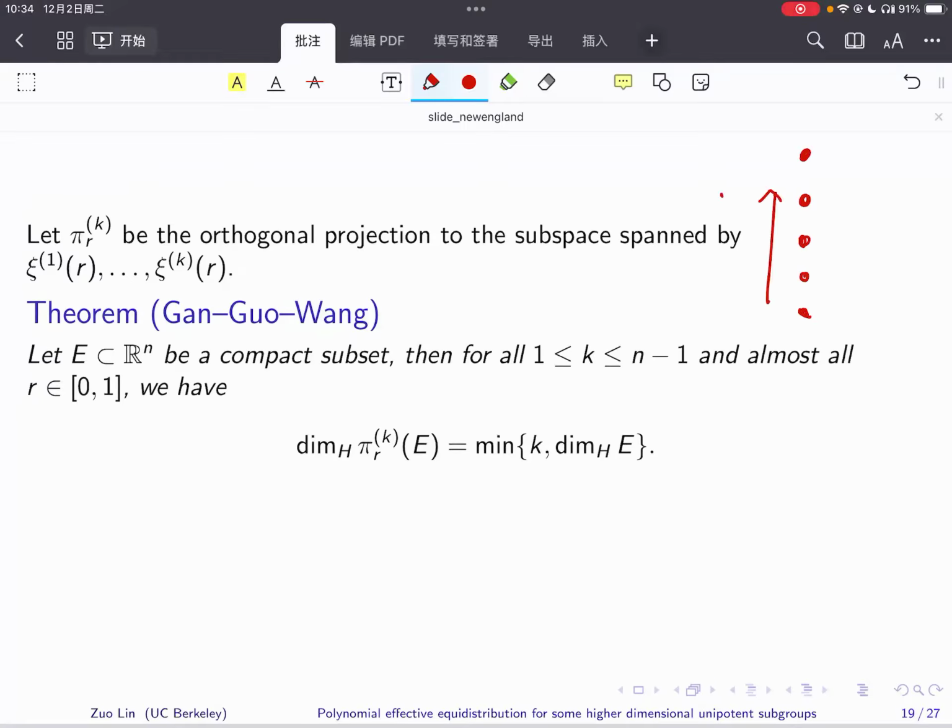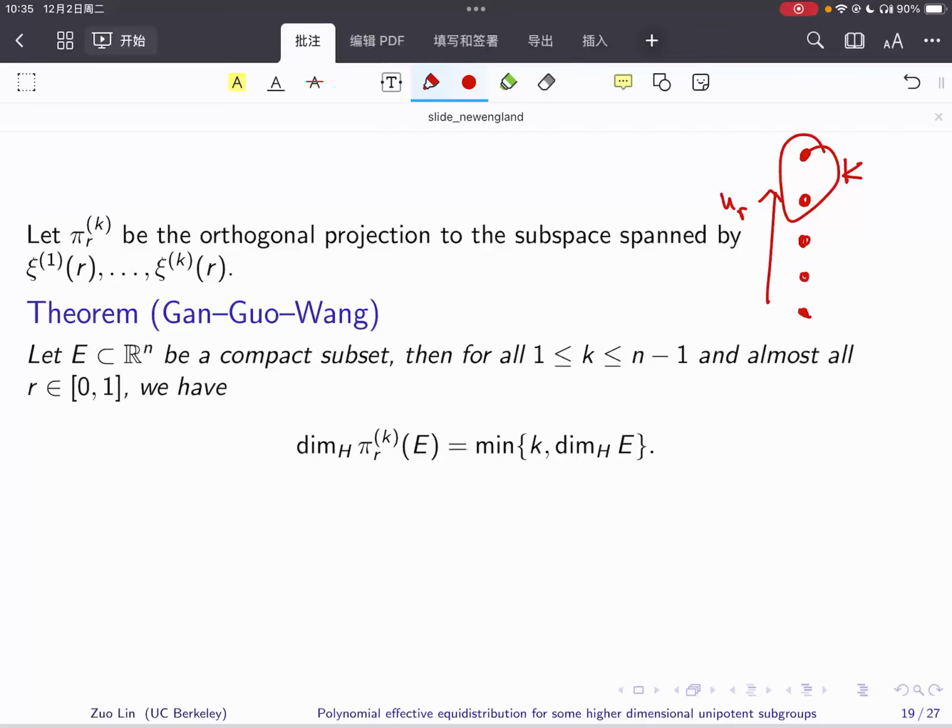So you shear by your UR and you project to, let's say, the first few weights of your representation. Then this projection basically preserves the Hausdorff dimension. So for almost every parameter R here, the Hausdorff dimension of the projection will be the minimum of the dimension K and the Hausdorff dimension of the original set.